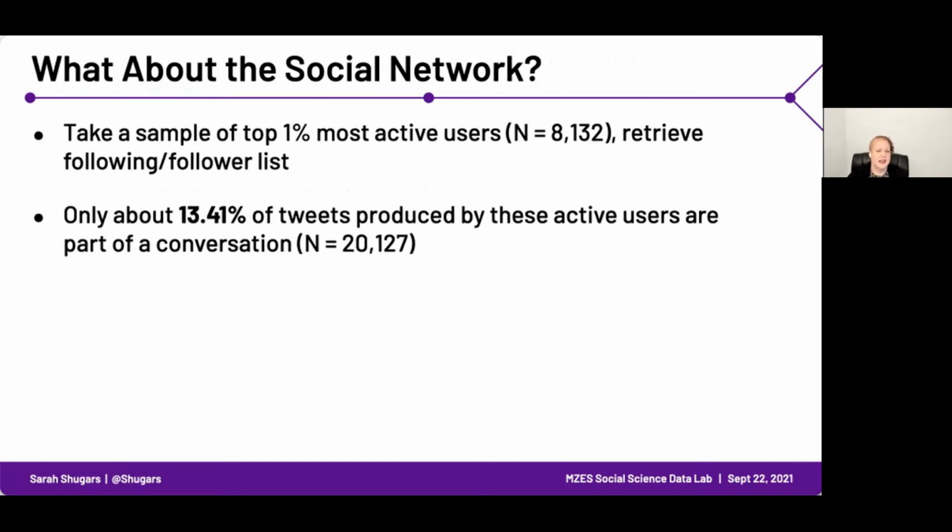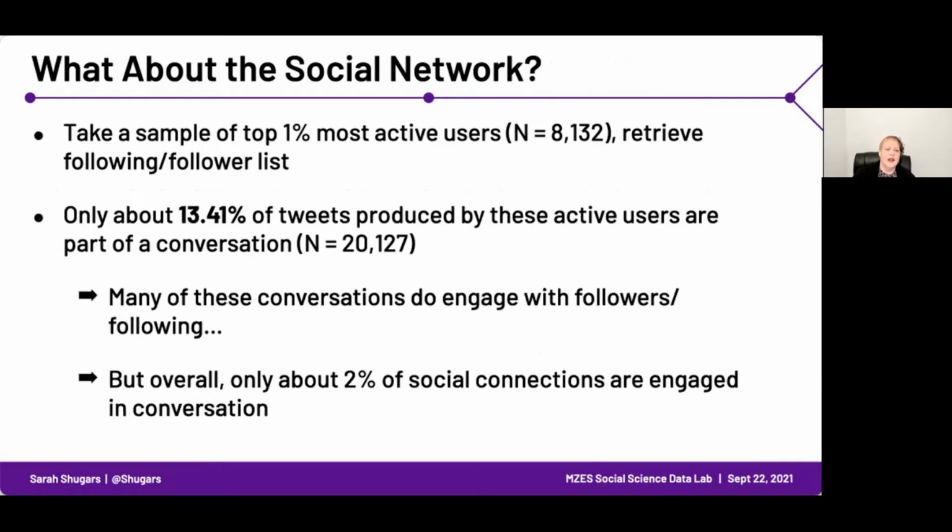And here we see that only about 13% of the tweets produced by those users are part of a conversation. So most of the tweets that we see in general are independent and not part of a conversation. But one other thing that's interesting is that if somebody is having a conversation, they are likely to have it with somebody who they are either following or a follower of. But at the same time, only about 2% of people's social connections seem to be engaged in conversation.